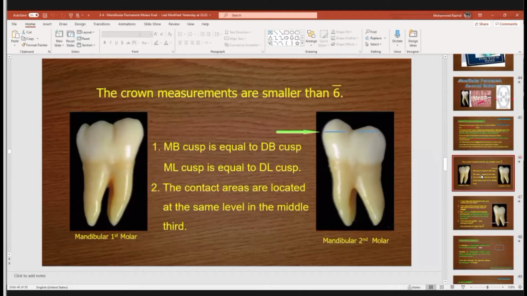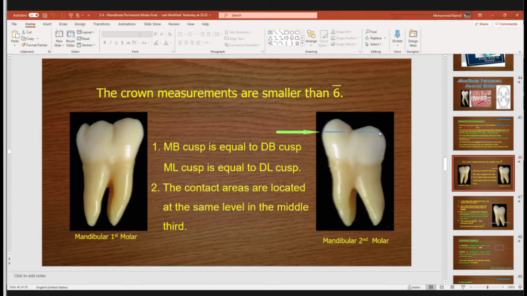Mesiobuccal cusp is equal to distobuccal cusp. Here you see the mesiolingual cusp is equal to the distolingual cusp. The contact areas are located at the same level in the middle third. Actually, the contact area is located on the mesial side at the junction of the occlusal third and the middle third, and here it is in the middle of the middle third.